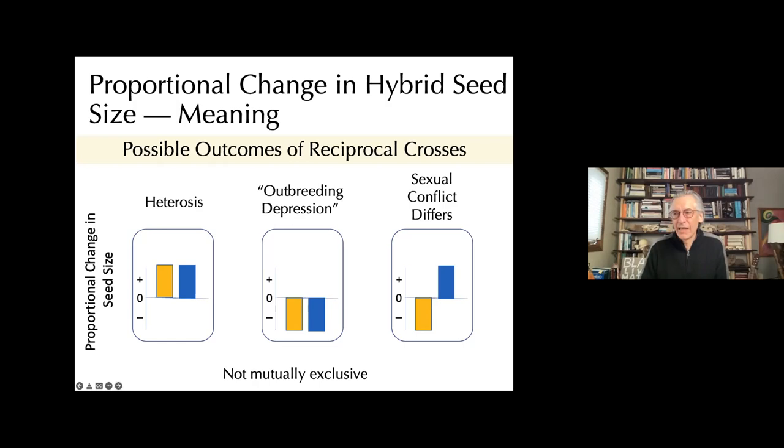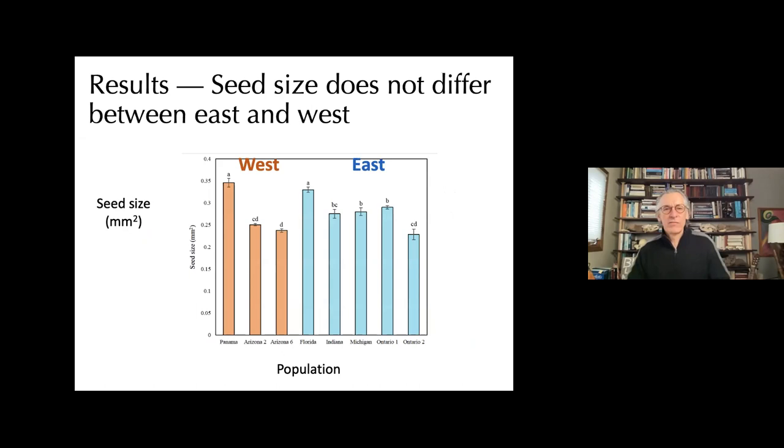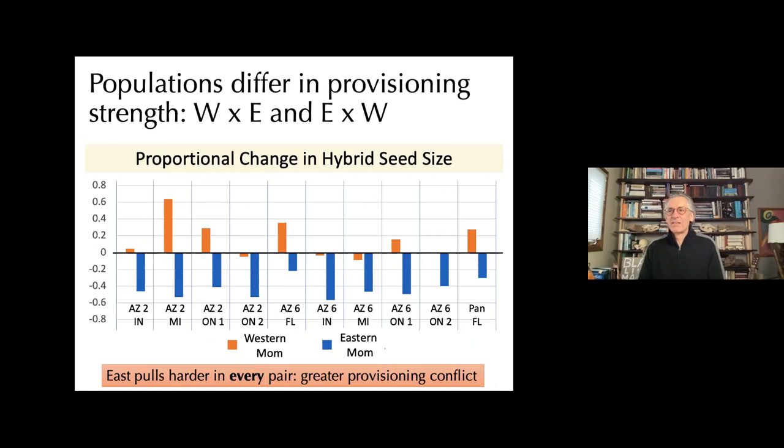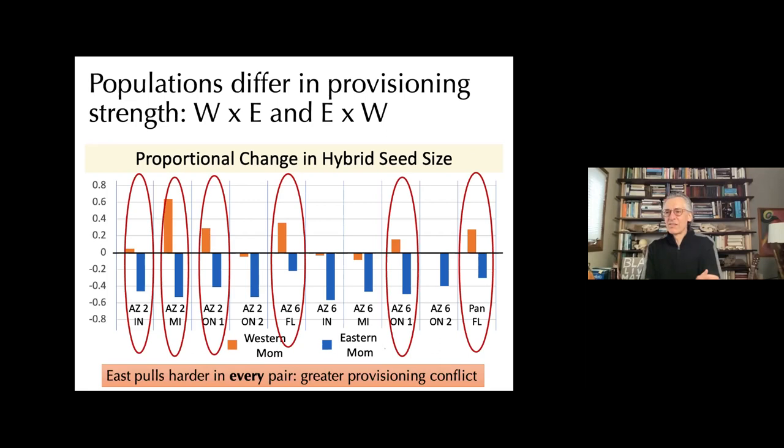So what did we find? We found that east and west seed size doesn't differ. That's fine. That's great. Fabulous. Here are proportional changes in hybrid seed size for a subset of our data. I've circled the cases where we have an up-down pattern.